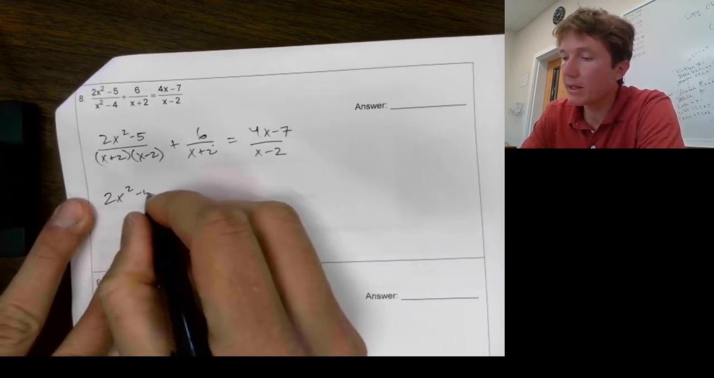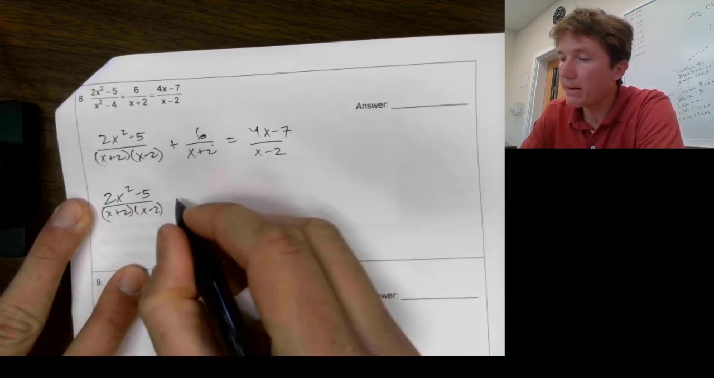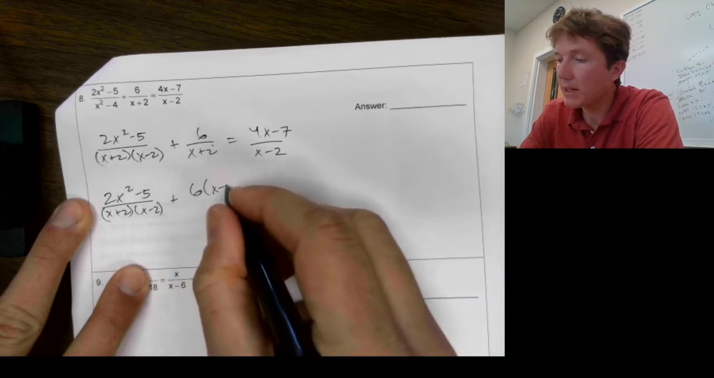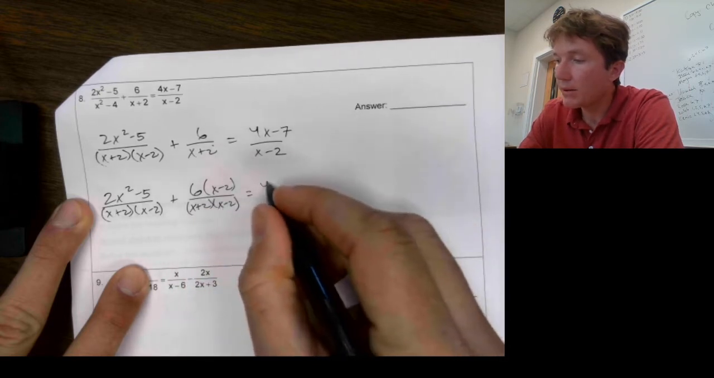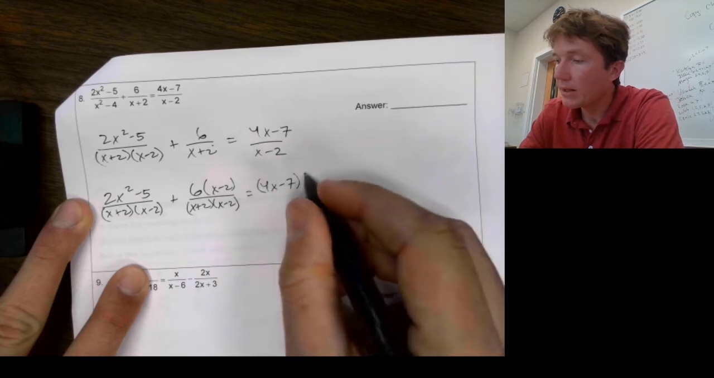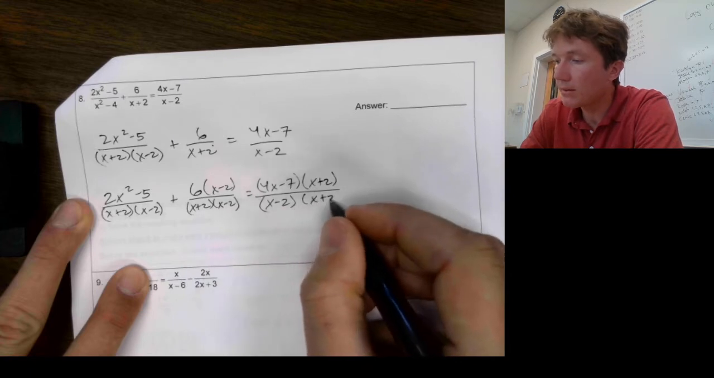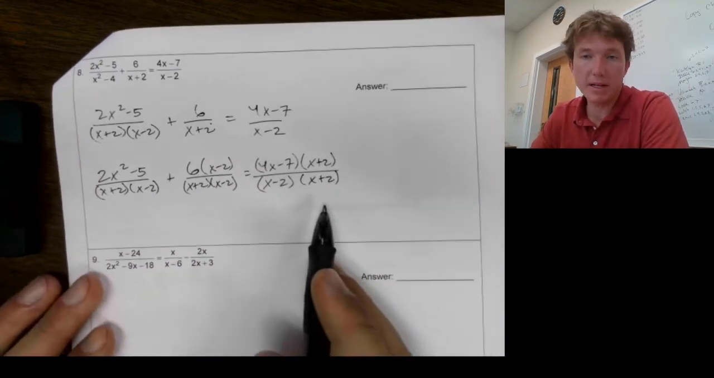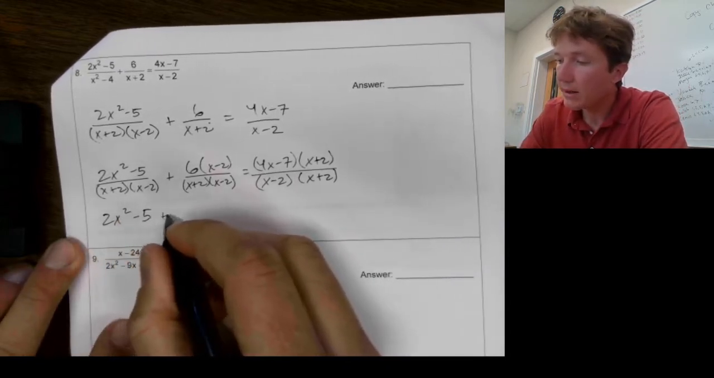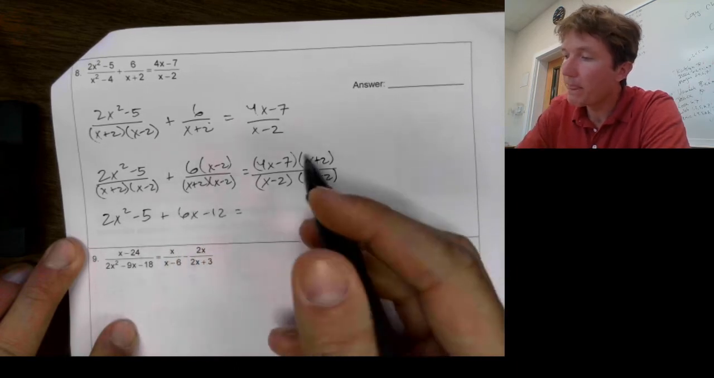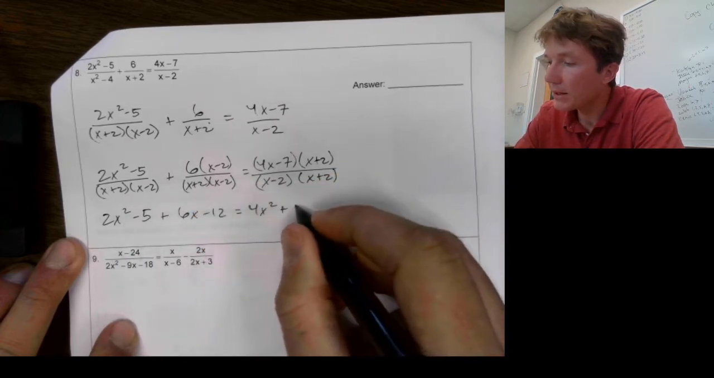So I get 2x squared minus 5 over x plus 2 times x minus 2 plus 6 times x minus 2 over x plus 2 times x minus 2 equals 4x minus 7 times x plus 2 all over x minus 2 times x plus 2. Now I've got the same base on all the bottoms, so they can all go away. You're left with a nice quadratic. I'm distributing as I go. This is 4x squared. That's 8x minus 7x, so that's plus x minus 14.